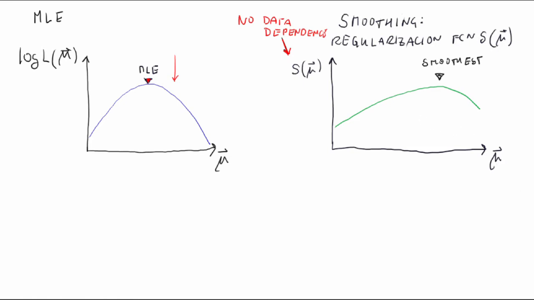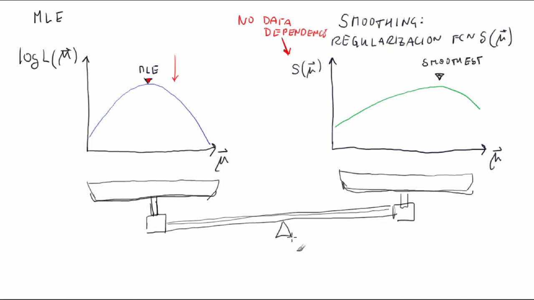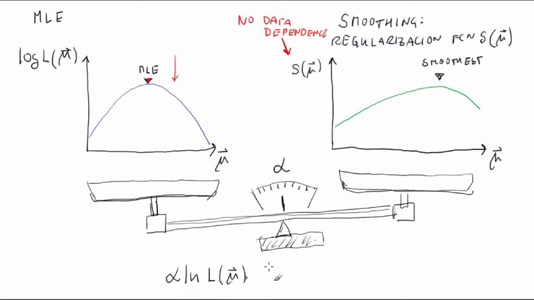However, the smoothing requirement mustn't be too strong because the data would be ignored effectively. Therefore, we need some way to control the relative importance of the likelihood and the smoothing functions in the expression we maximize. This can be done introducing a new parameter alpha, so-called regularization parameter. Alpha log L of mu vector plus S of mu vector.